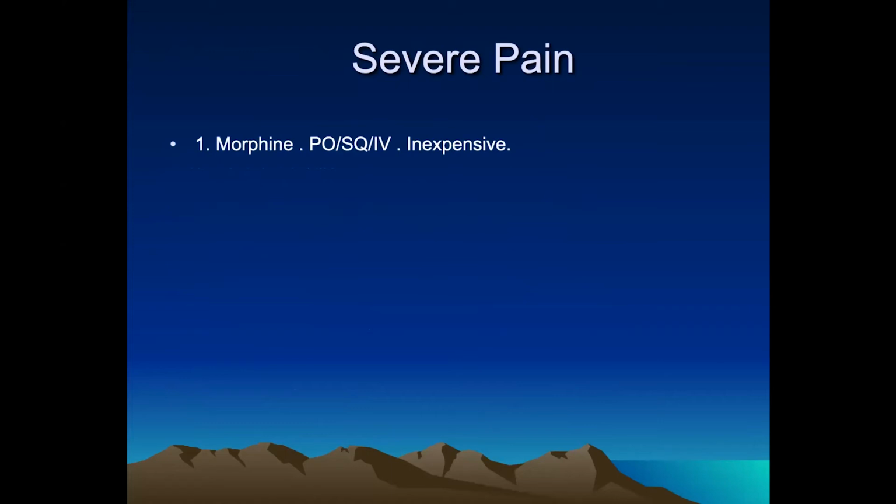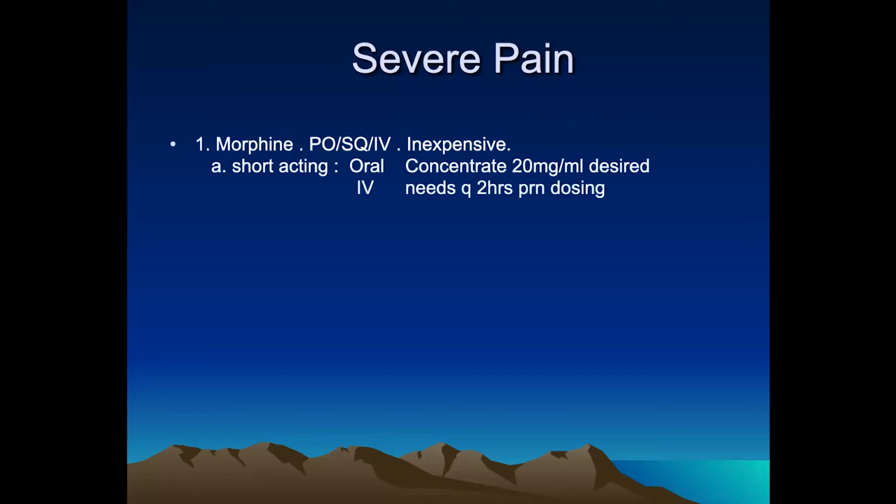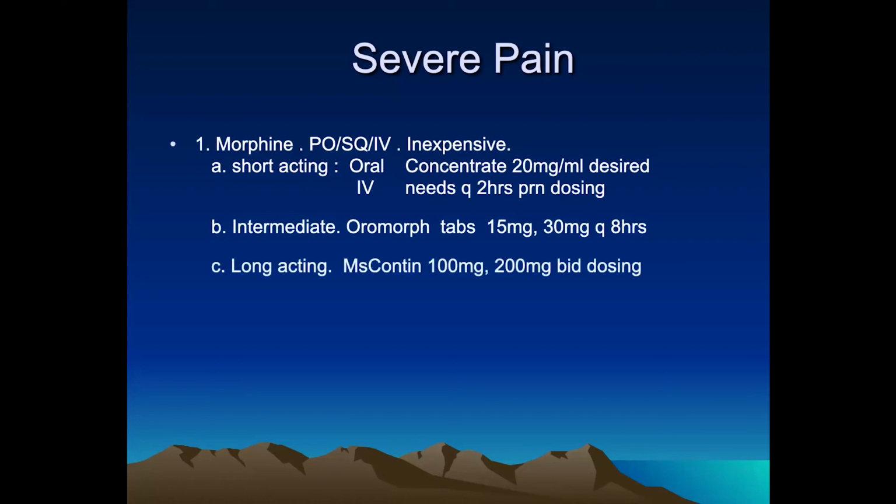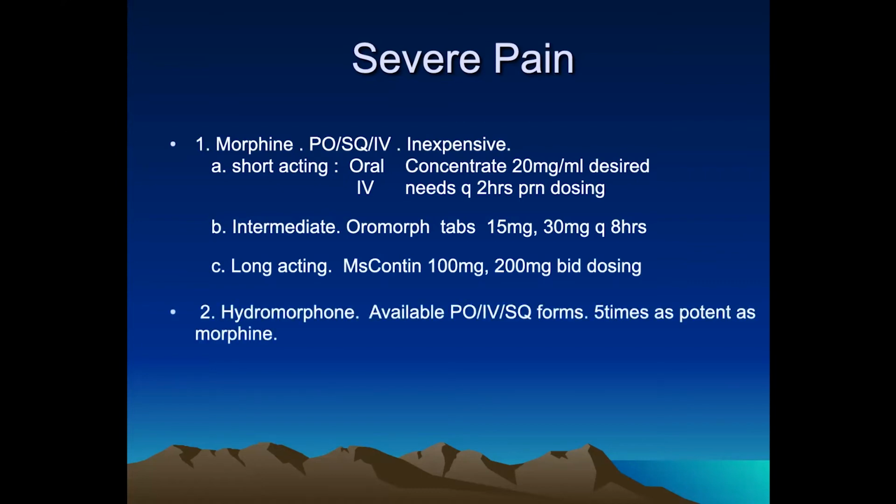So patient, subcutaneous, IV drip. So liquid, the same, the liquid concentrate, oral concentrate, 20 milligram per ml. Now IV general, intermediate, the morphine MS content, and now hydromorphone.